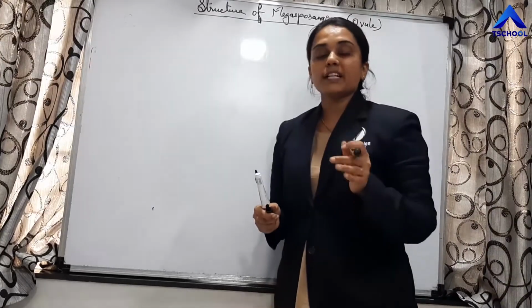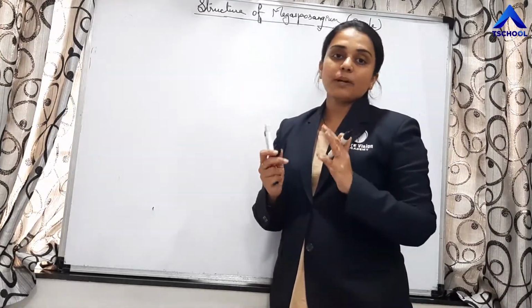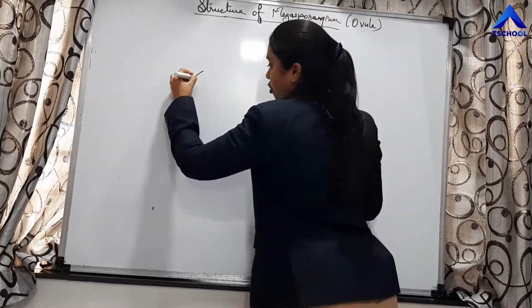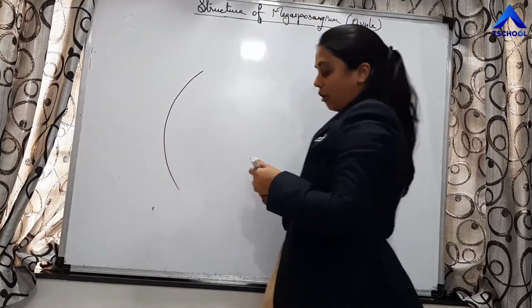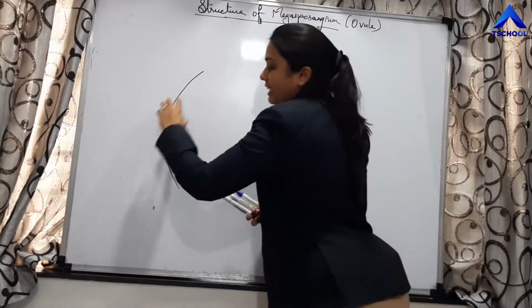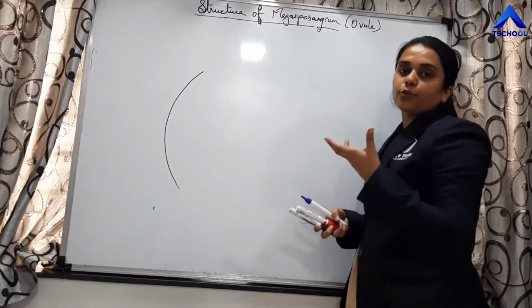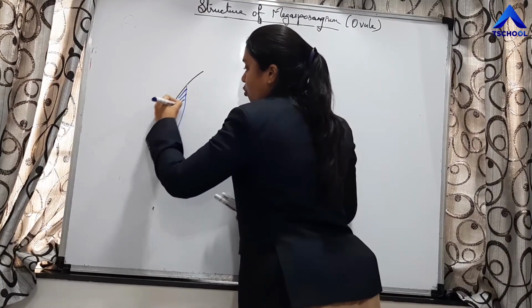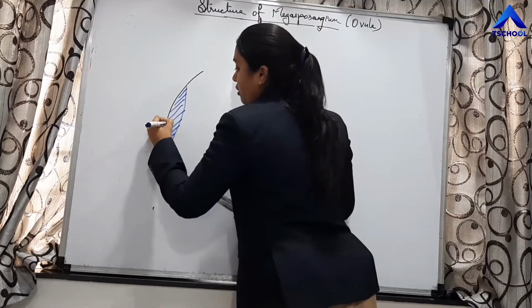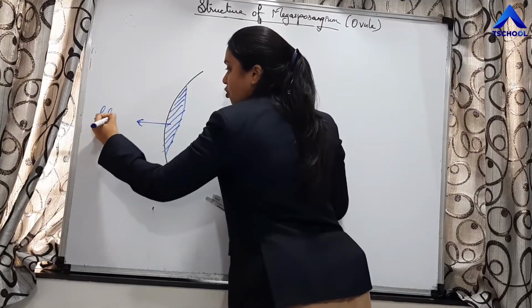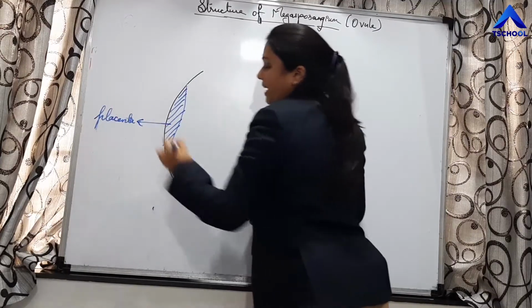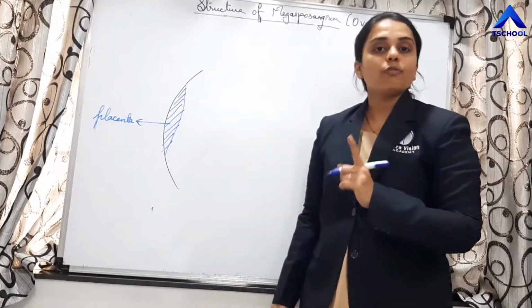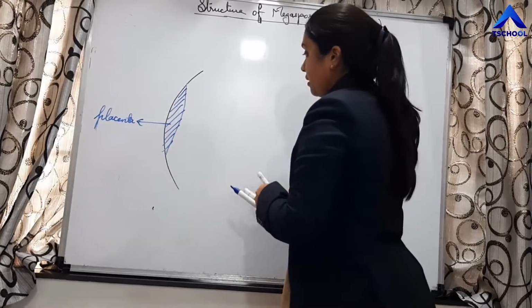So ovule is present within the ovary. The attachment of ovule within the ovary is called placentation, right? So say this is the wall of the ovary. Ovule will be attached with the wall of the ovary through some tissue. So say this is the tissue through which ovule is attached with the wall of ovary. So this tissue is called placenta. Placenta is a tissue which provides attachment of the ovule with the wall of the ovary.